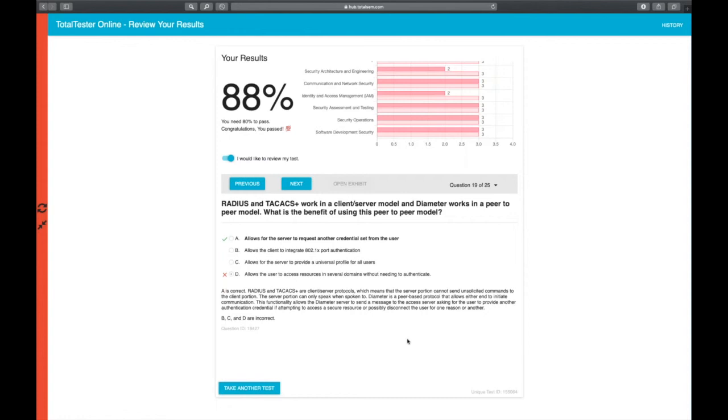Diameter is a peer-based protocol that allows either end to initiate communication. This functionality allows the Diameter server to send a message to the access server asking for the user to provide another authentication credential if attempting to access a secure resource, or possibly disconnect the user for one reason or another.